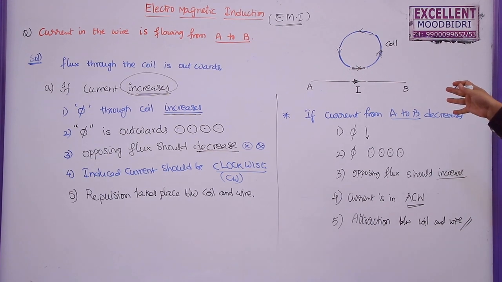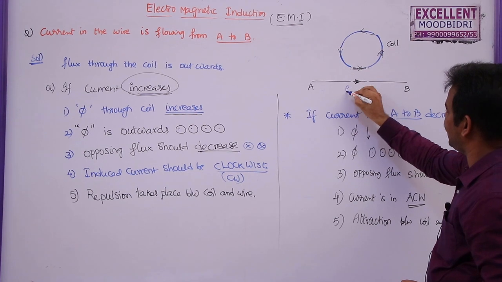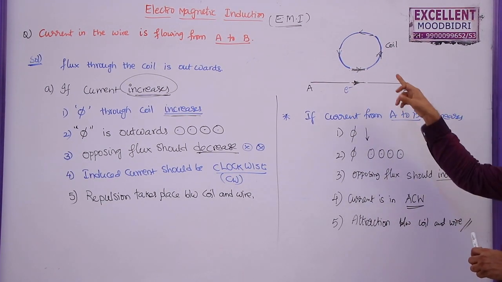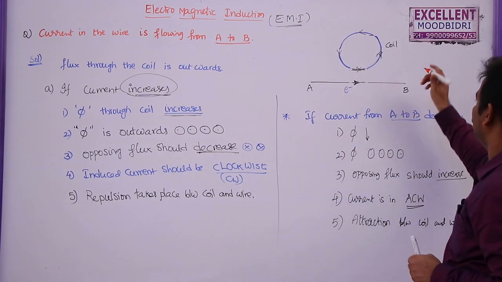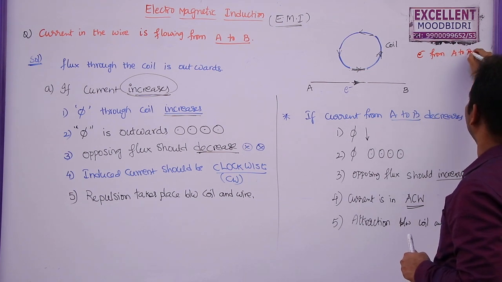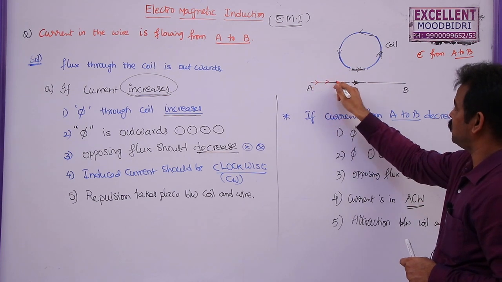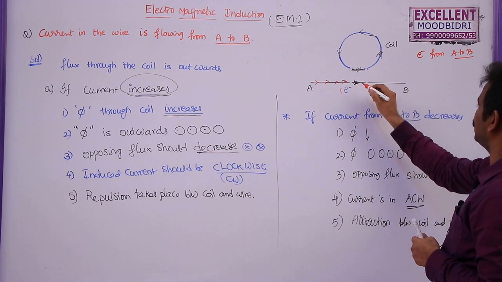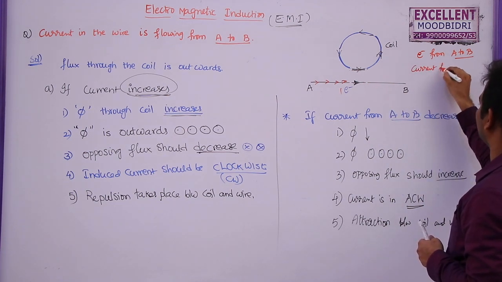In the same problem, instead of current, let us say one electron is traveling from A to B. Then what happens to the direction of flow of current? How does the current change here? Now, electron from A to B. Remember, only one electron. When this electron is approaching this coil, we can say that the current is coming in the opposite direction. So current from B to A.